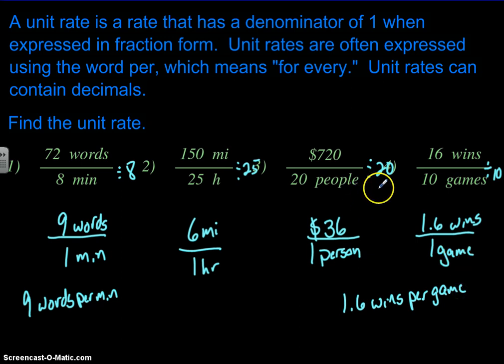1.6 wins per game. Actually, that wouldn't make a whole lot of sense because if you only have 10 games and you have 16 wins, so I did something wrong here. It should be games, should be the other way around, or goals per game or something like that. Obviously, it doesn't make sense to have more wins than you have games, but we did the problem correctly anyway.